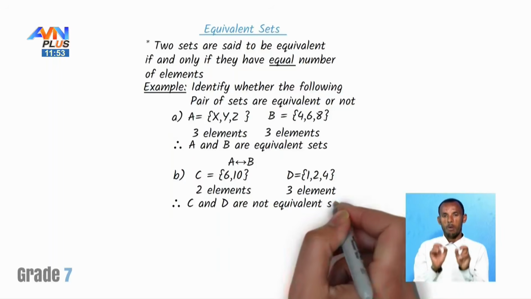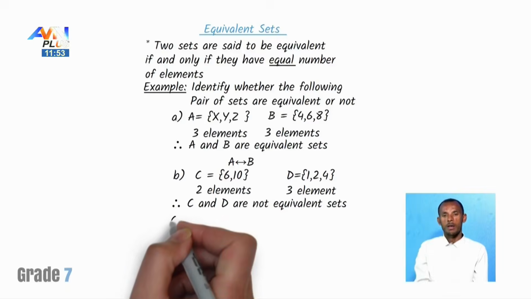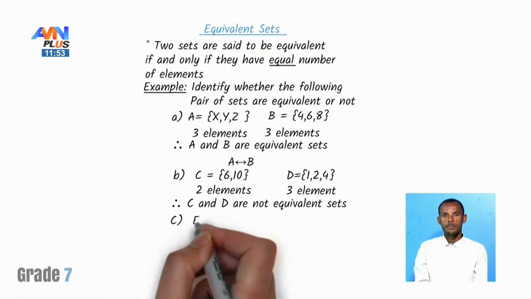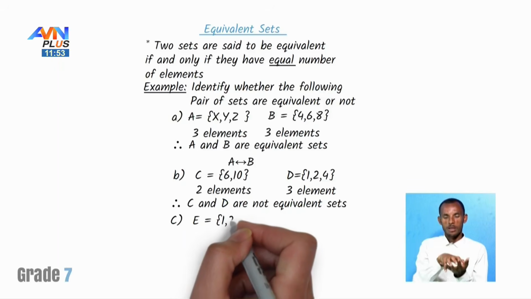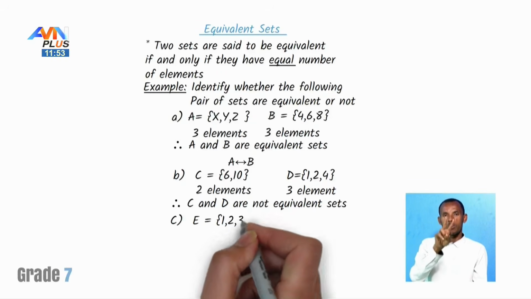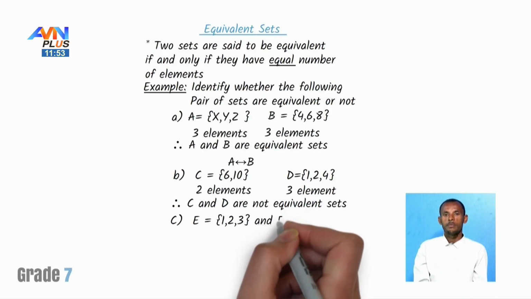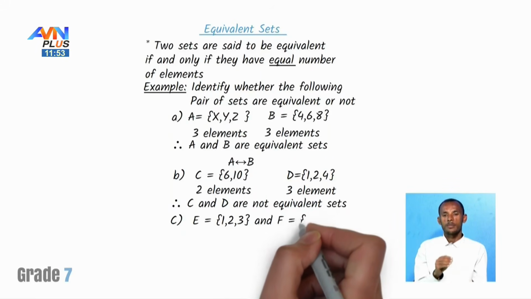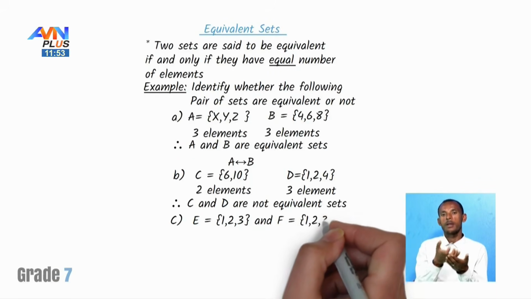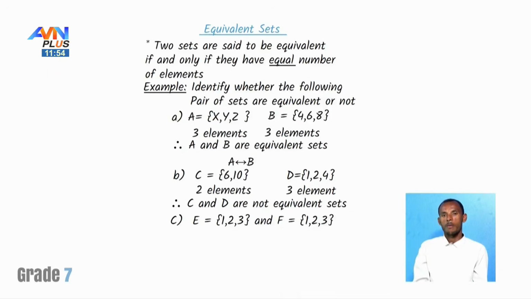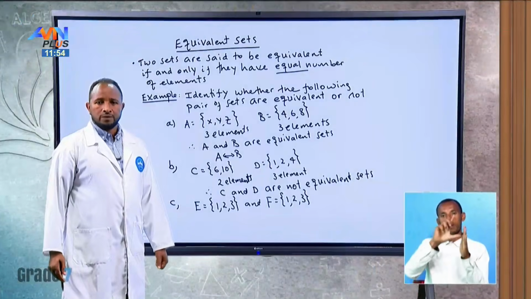Okay, now one last example for this. Assume here set E contains the elements 1, 2, 3. Again, set F contains the elements 1, 2, 3. Okay, I'll give you 10 seconds for this question for you to try.